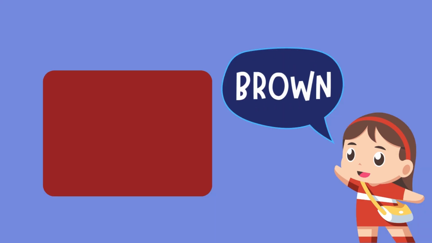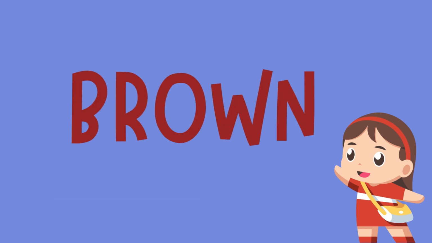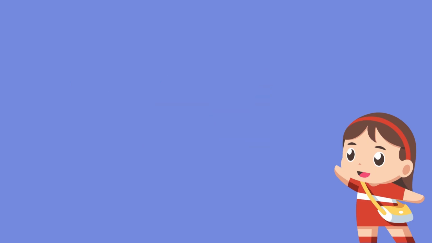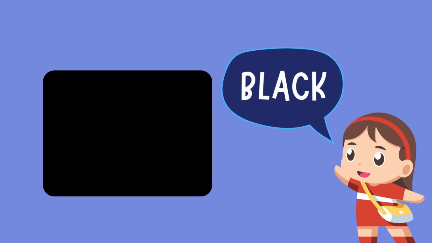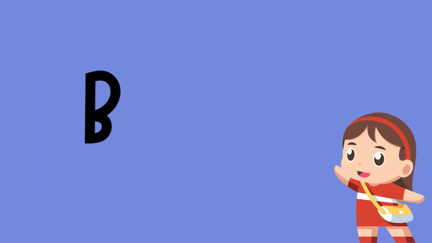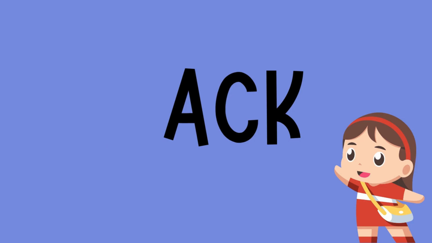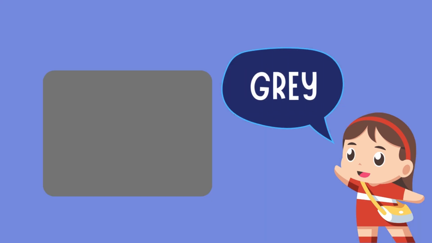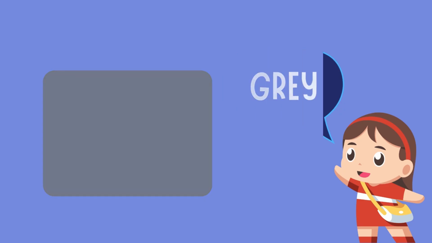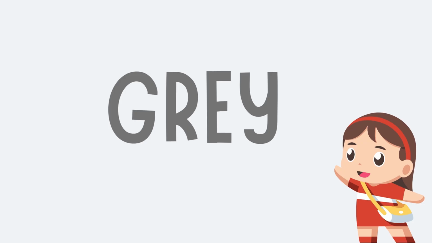This is brown. Say it with me, brown. This is black. Say it with me, black. This is gray. Let's say it together, gray.